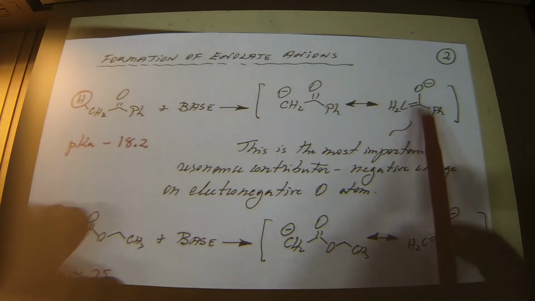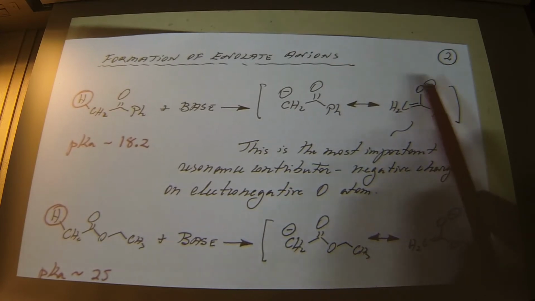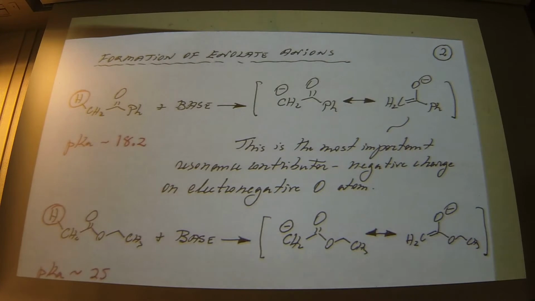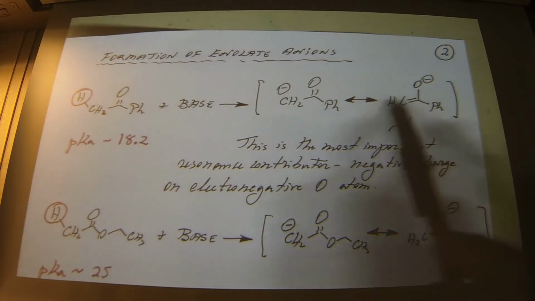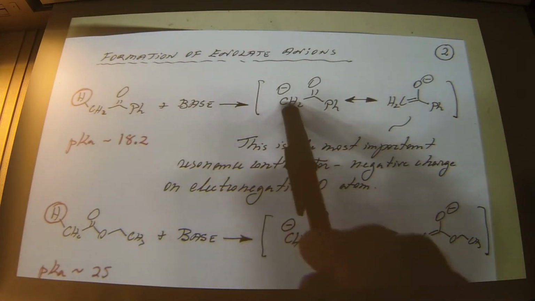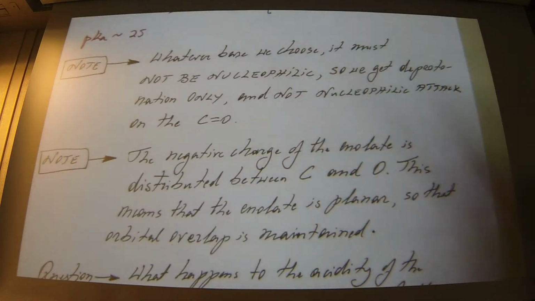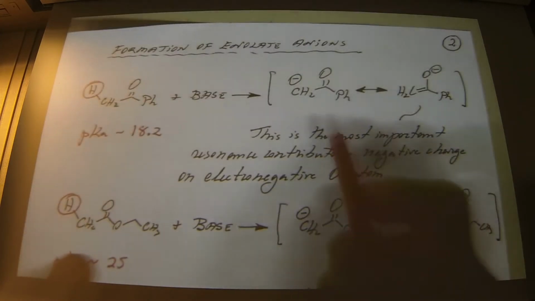On the other hand, you say, if this is the important resonance contributor, then whenever you form an enolate, any kind of reaction should take place on oxygen. And that's not true. That is fairly confusing, and it doesn't have a simple explanation. We may talk about that, but very often you get reactions on the carbon, not the oxygen. Okay, so this is how you form an enolate.